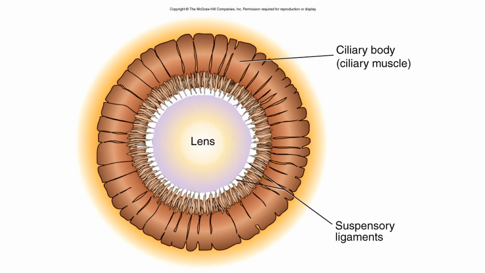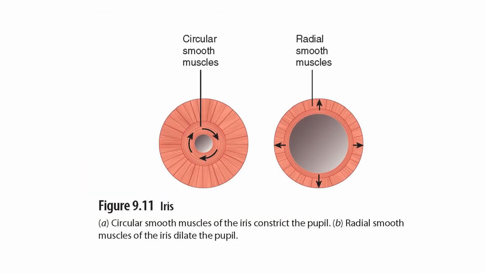So this is actually how it looks like kapag if you check on the eye. So you have your ciliary body or the ciliary muscles around, and then you have the suspensory ligaments that hold your lenses. Okay. So for the iris, the circular smooth muscles of the iris constrict the pupil. So ganyan kapag constricted, pero kapag nagdadilate, okay, ganyan yung itsura niya. Lumalaki siya.